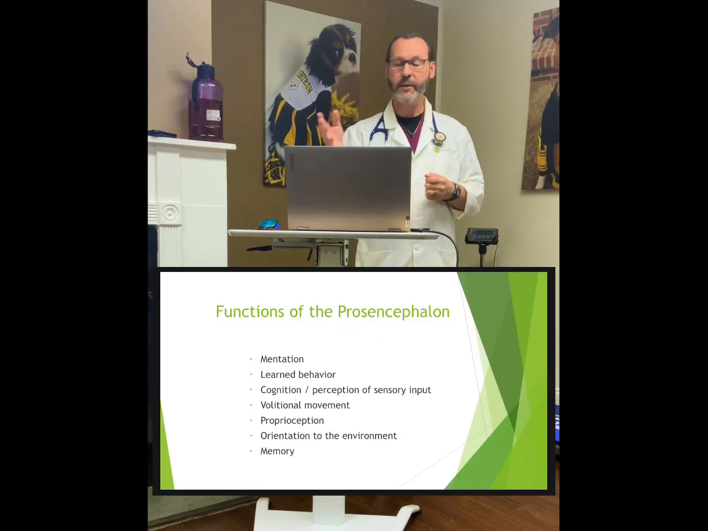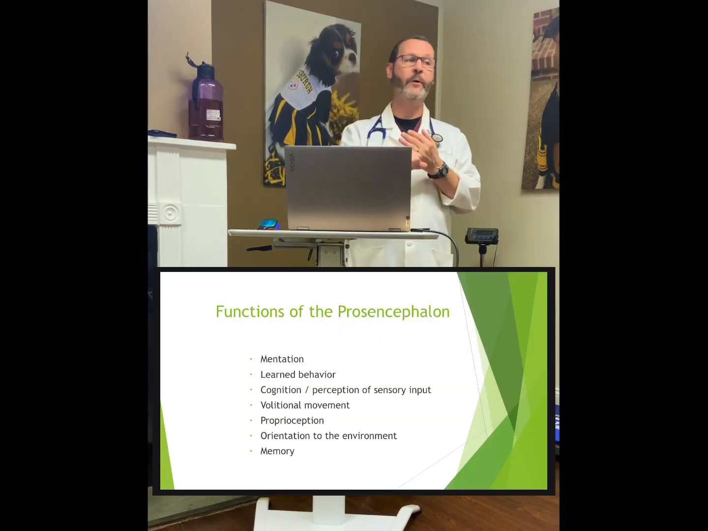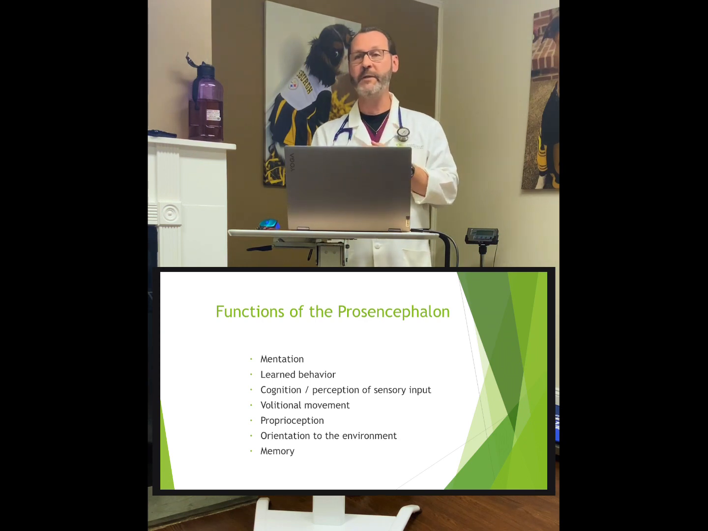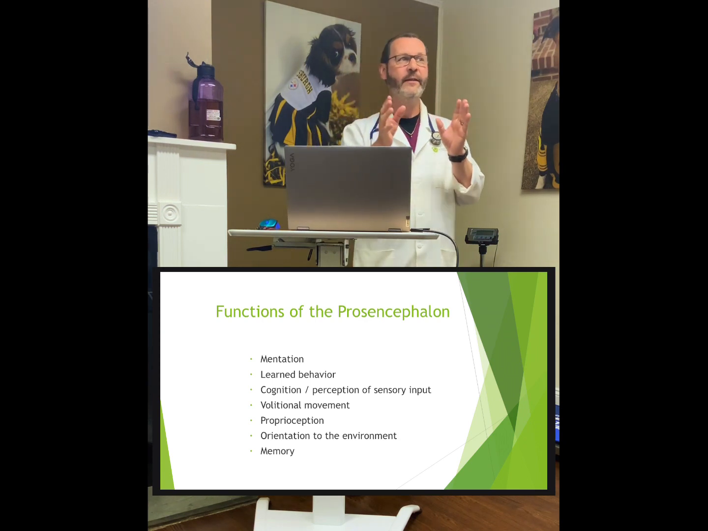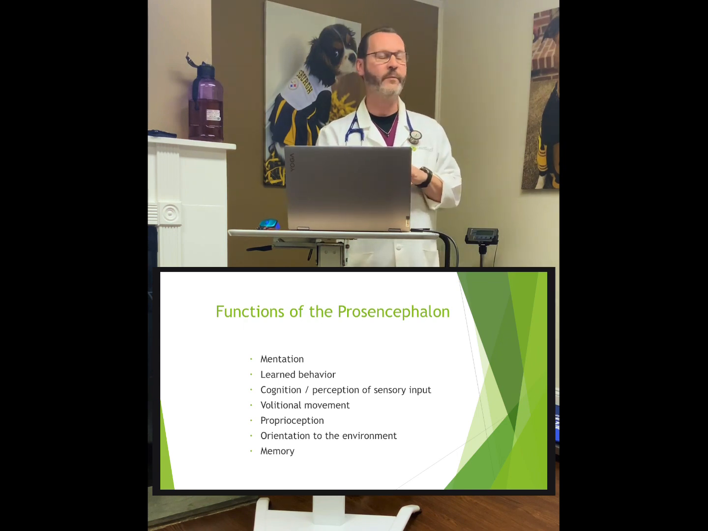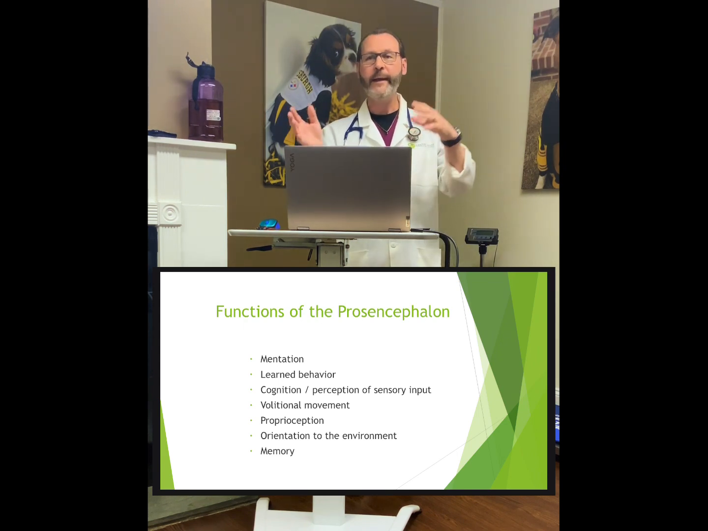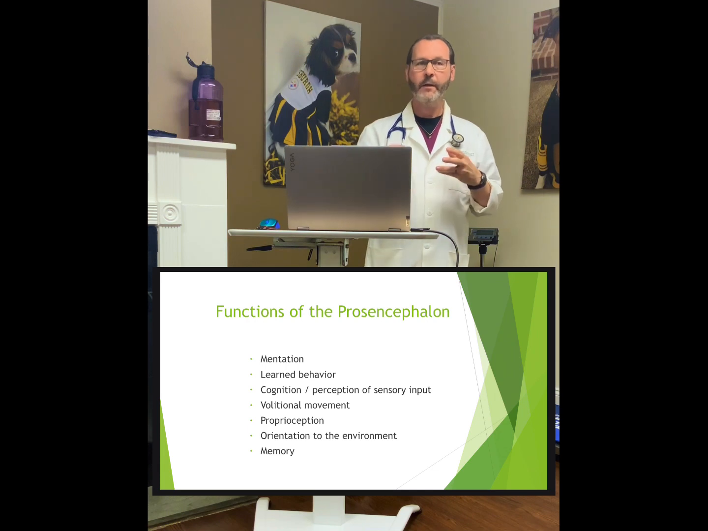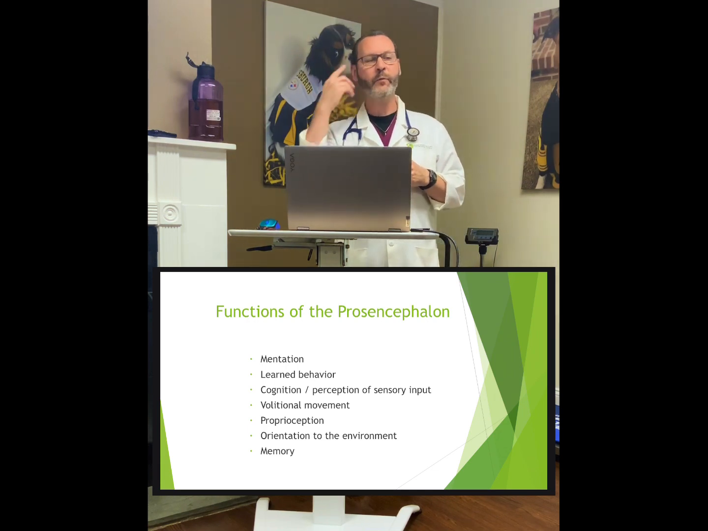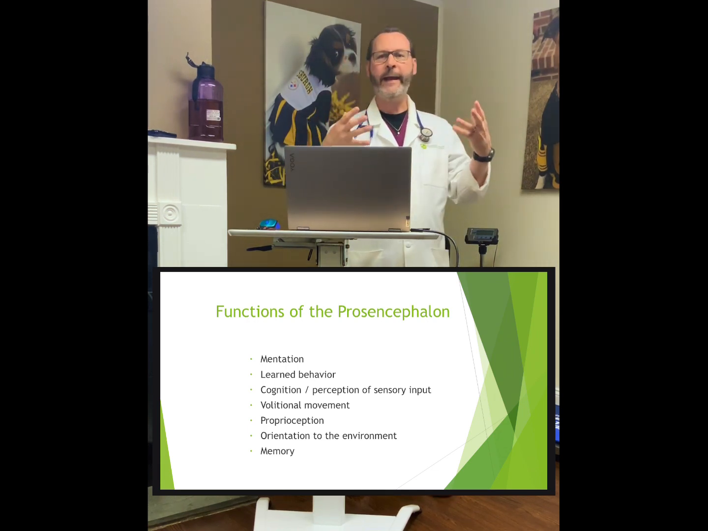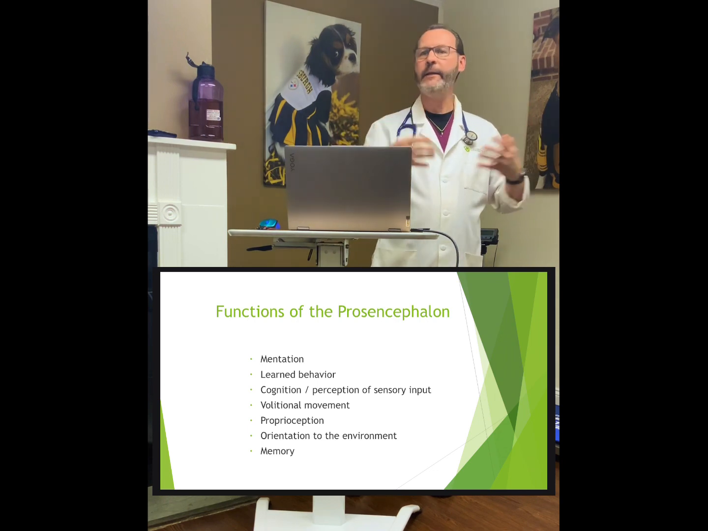All right, now let's look at the prosencephalon. So again, this is the cerebrum and the diencephalon, which is the thalamus and the hypothalamus. And even though the thalamus and hypothalamus have some fine-tuned autonomic functions and hormonal functions of the body, really it all functions as one. The functions of the prosencephalon or the forebrain, or what I call the brain things, the thinking kind of functions of the body.